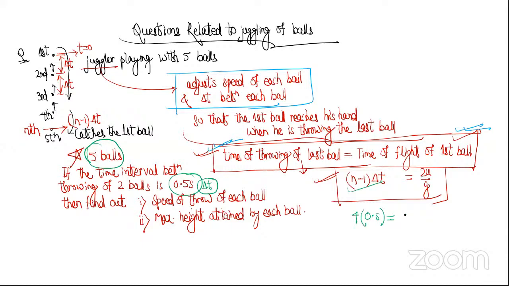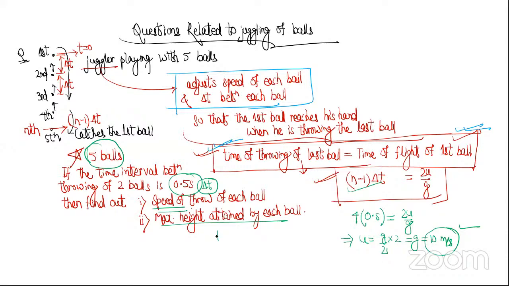Done. This is the time of flight of the first ball, 2u by g, which is 4 into 0.5, that is 2. So u comes out to be 10, g by 2, and here 4 into 0.5 is 2. So this is g, that is 10 meter per second. This is u. So u has come.